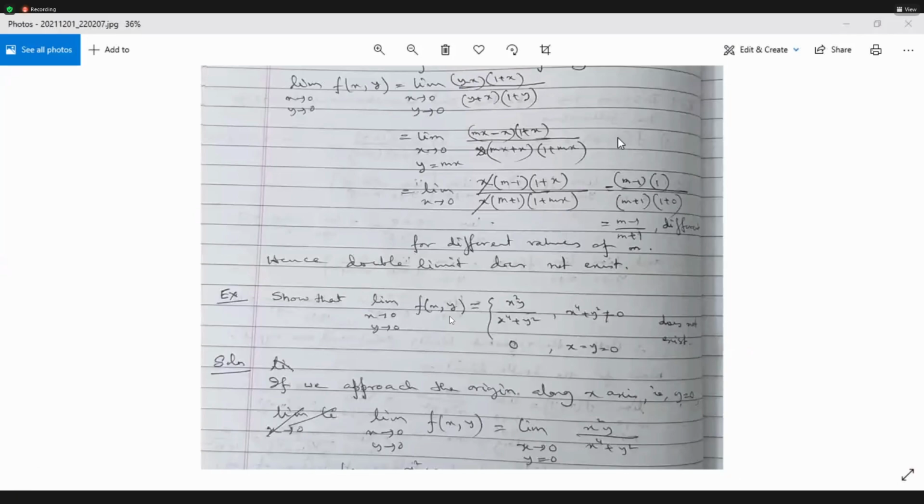If the repeated limits are not equal, then the double limit can never exist. But if the repeated limits are equal, that doesn't mean that the double limit will always exist. It may happen; I think in the previous question we have seen it.